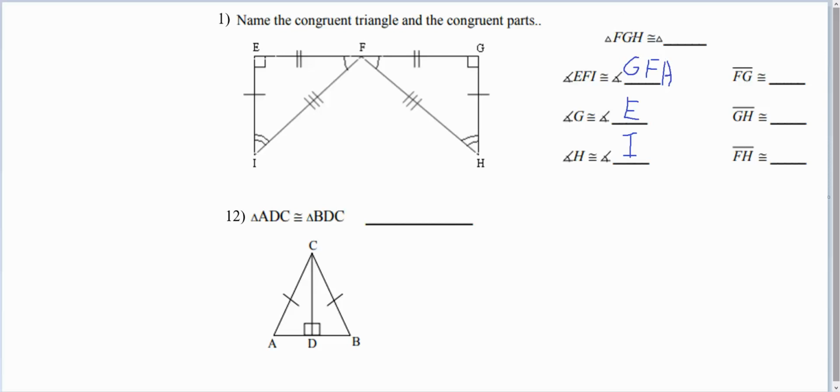So now to get our congruent triangle, we just have to focus on what are the corresponding pieces. So F, well, the 1 arc mark was also there for the other triangle, so F corresponds to F, G corresponds to E, and H corresponds to I.